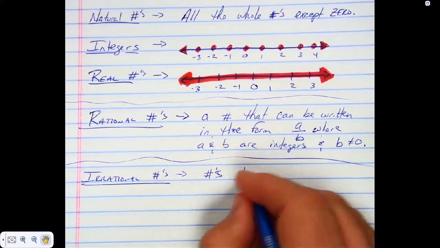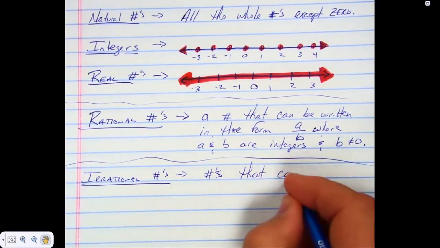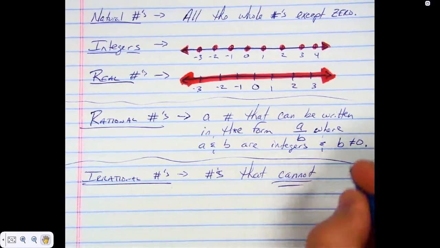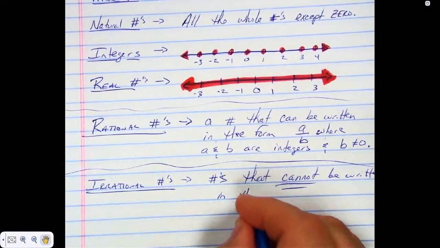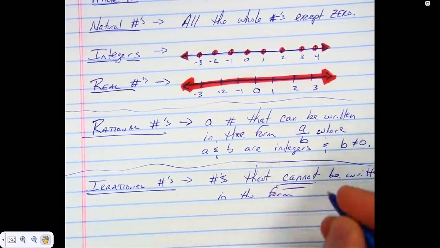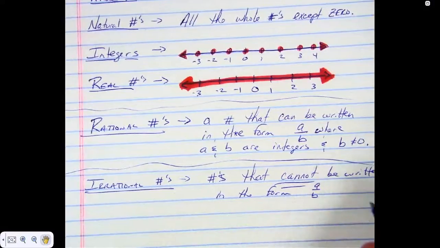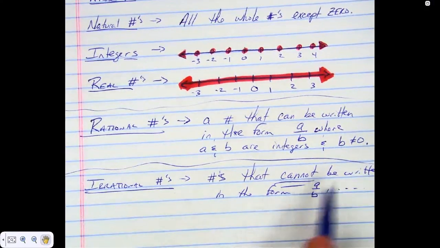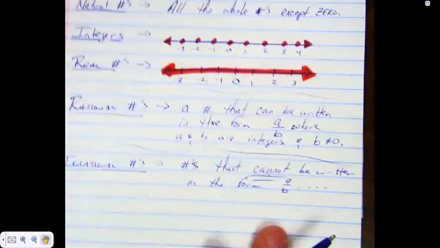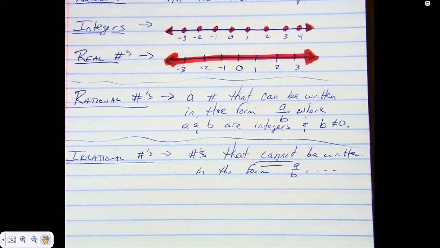Irrational numbers are numbers that cannot be written in the form A over B. So on and so on. Same as before, except here they can be and here they what? Can't. Now, here's the thing about irrational numbers. It's hard to define.